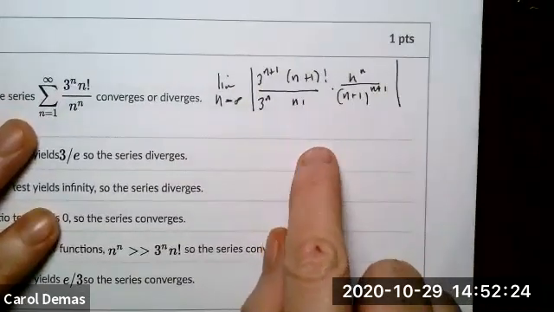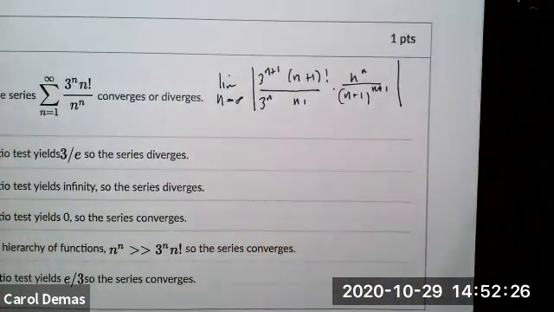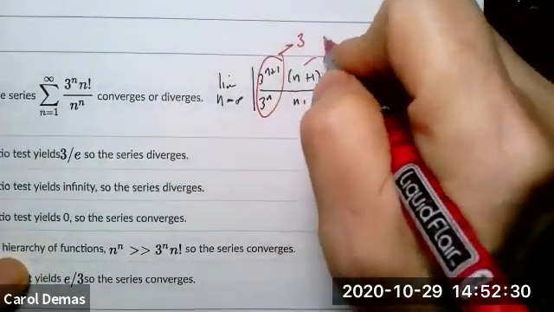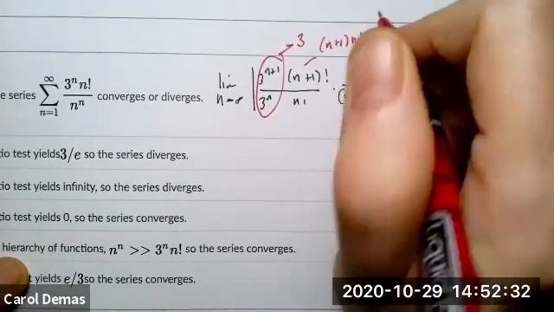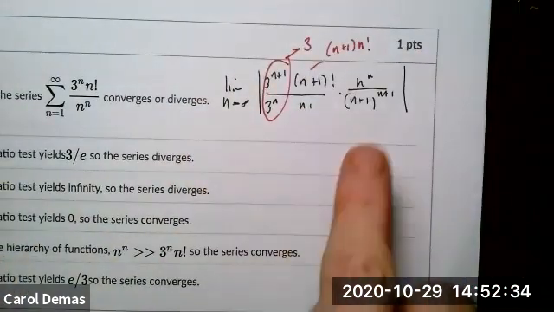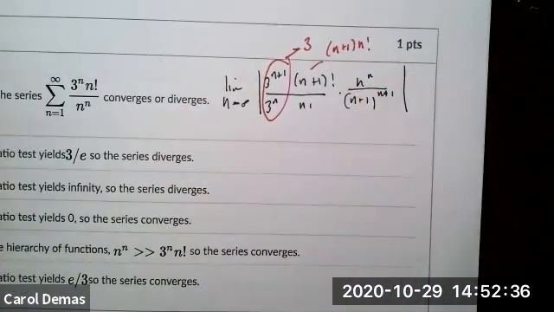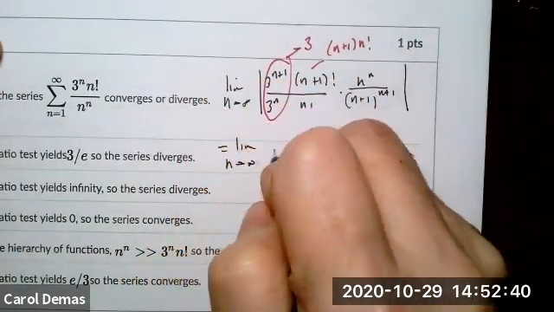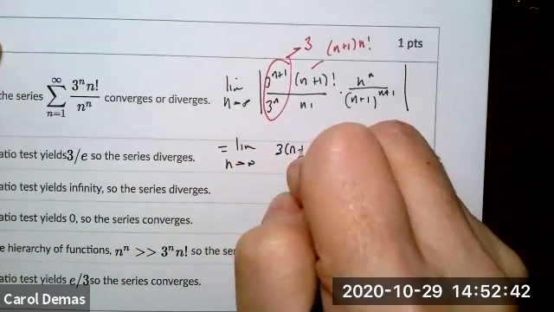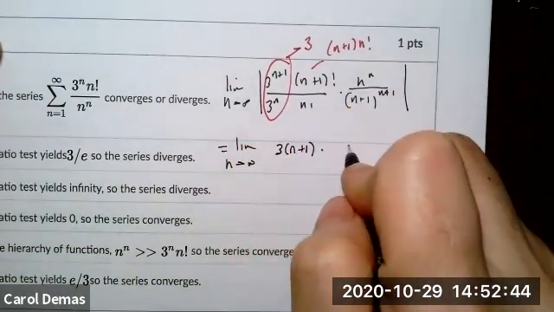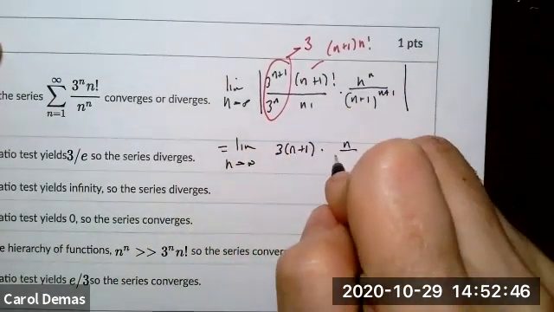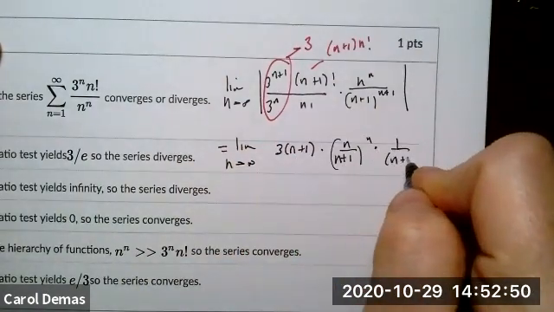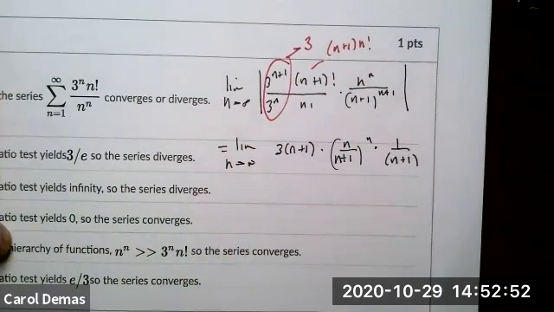All right, now let's go back to this. 3 to the n plus 1 over 3 to the n is going to give us 3. This is going to be n plus 1 times n factorial. And this one is a pain in the butt. I'm going to drop the absolute value bars. So we'll have 3 times n plus 1. And then we'll have n over n plus 1 to the n. And we'll have a leftover n plus 1.